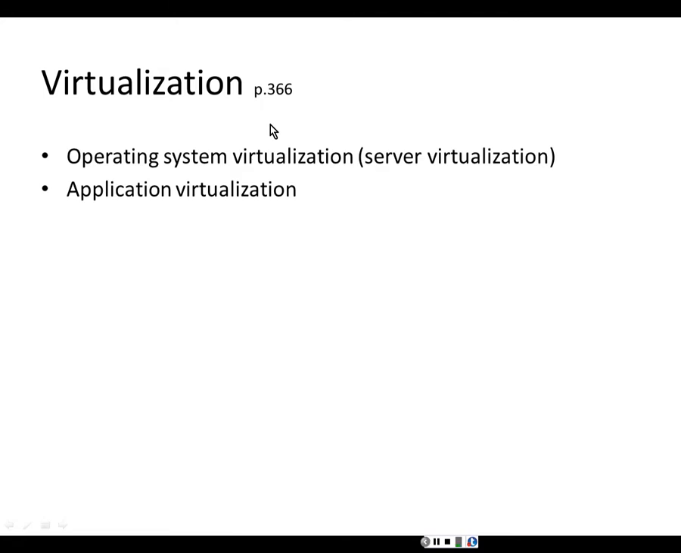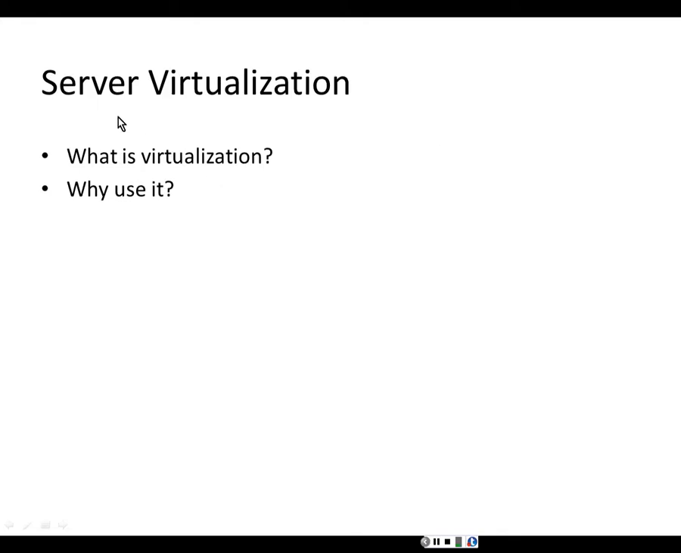There are two general categories of virtualization: operating system virtualization, which is also called server virtualization, and application virtualization. So let's look at each one of those. We will start out with operating system virtualization or server virtualization. So in this section we will discuss what is virtualization and why should we use it.